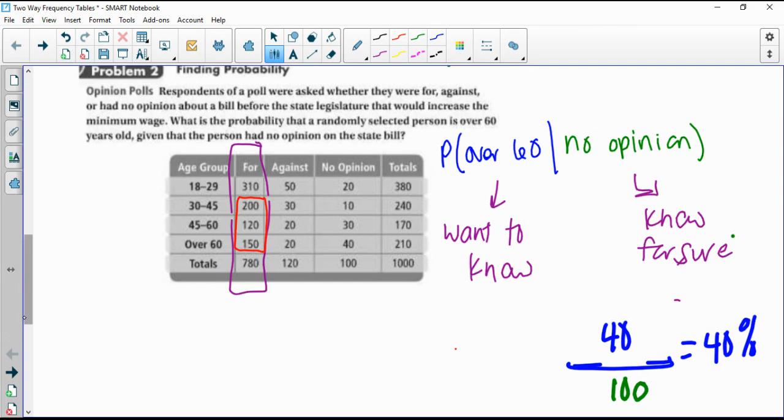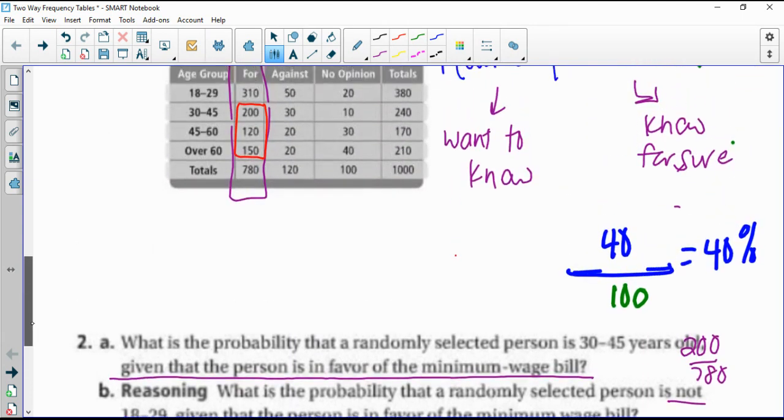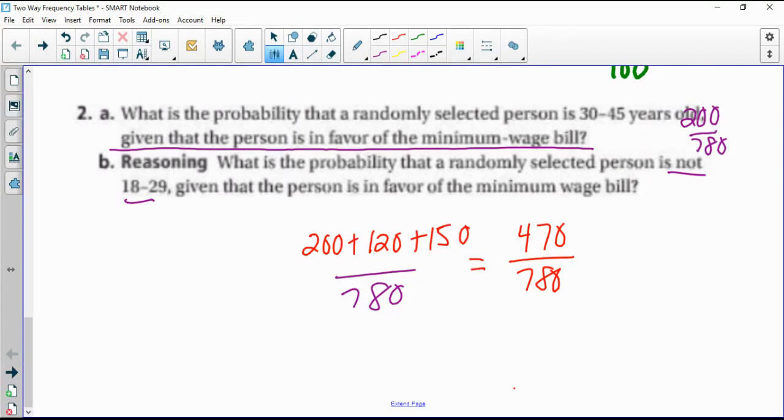So 200, 120, 150 is what? 470 out of 780. Again, you could type that in your calculator and get a decimal if you wanted to, or a percentage. The other way to do that would be to look at it and say, well, 310 of them are 18 to 29. So if you do 780 minus 310, that gives you the 470 that we came up with. Okay.